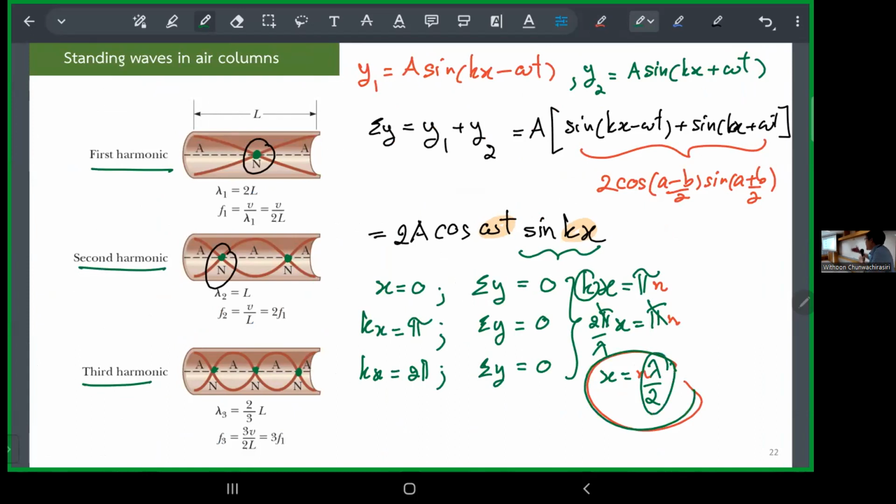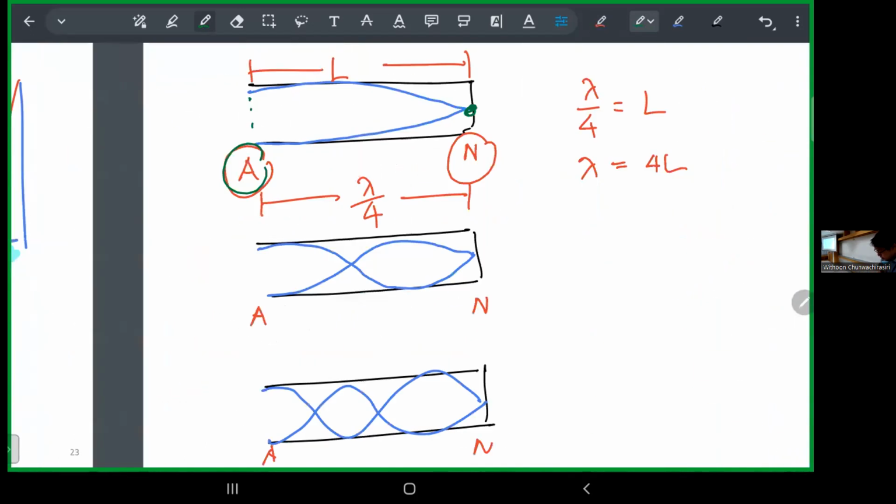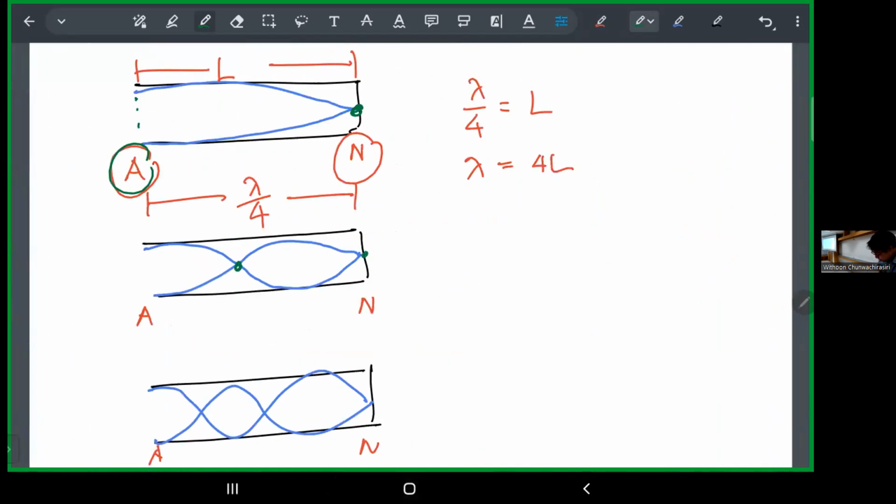Every half a lambda, you get to the next node. So the distance between nodes is half of a lambda. Okay, so back here, the distance of every node, this is half a lambda. This is half a lambda for every node.